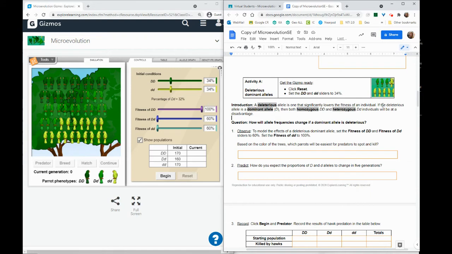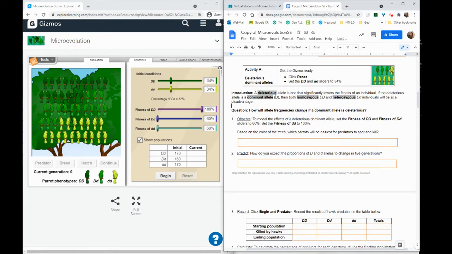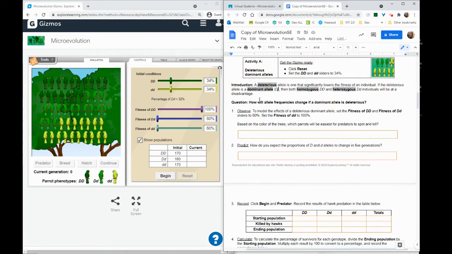Now, with sickle cell anemia, that's a recessive allele, so you have to have two copies of the little r allele to end up with sickle cell anemia. Whereas in activity A, we're going to model a deleterious dominant allele. So if the deleterious allele, meaning the allele that's bad for you, is a dominant allele, then both homozygous big D genotype and heterozygous big D genotype individuals will be at a disadvantage. Because if it's dominant, then you only need one of them for it to be a bad thing for you.